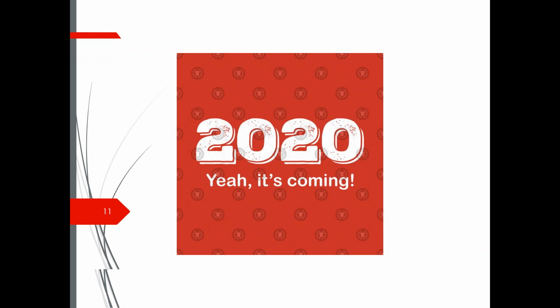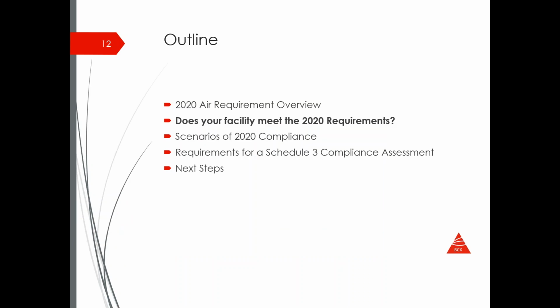So February 1st, 2020 is really coming. I thought about putting in "winter's coming," but it's not as scary, but we just need to get ready for it. So now you're going to be wondering, how do you know if you meet the 2020 requirements?